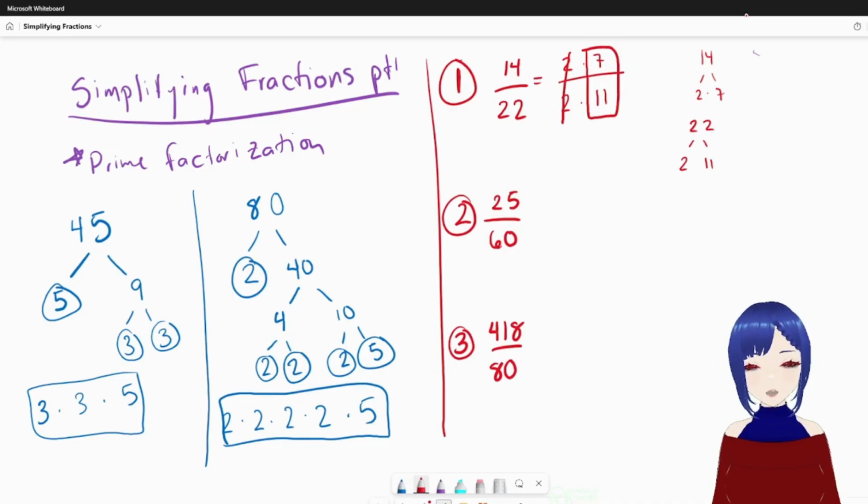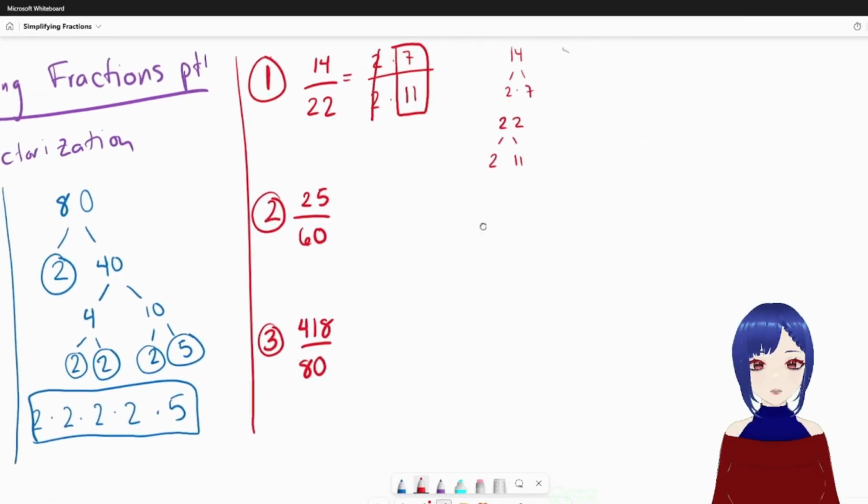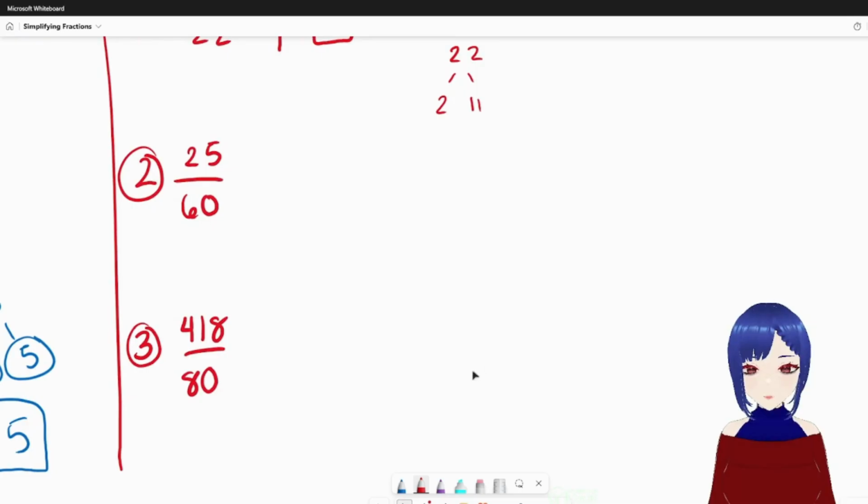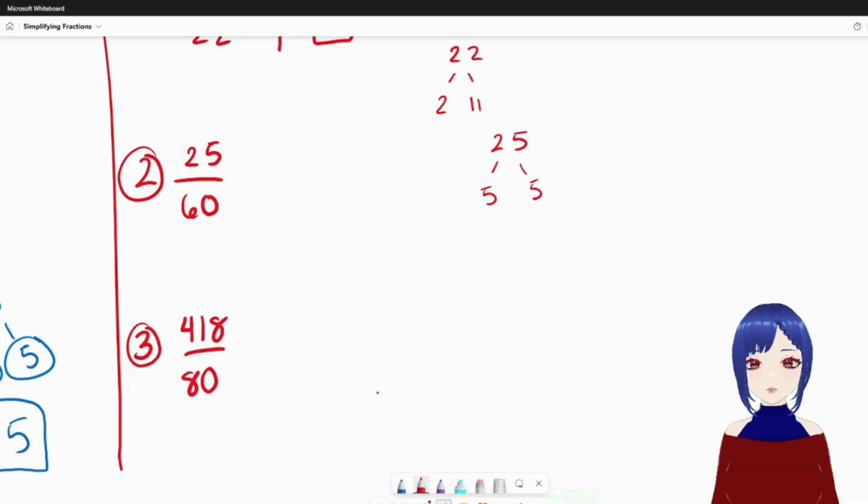So let's do this again, but this time we're going to use 25 and 60. The 25 will be easy. Let's see. Let's do this. So 25 breaks down into 5 times 5.